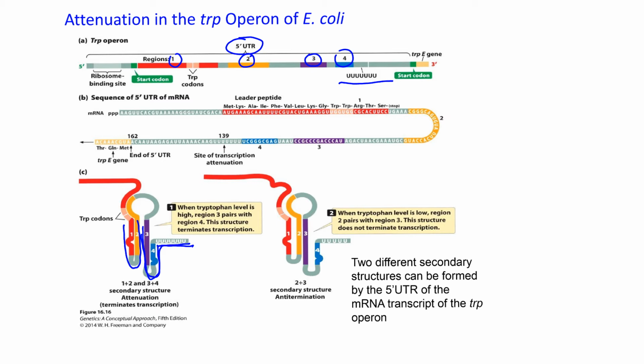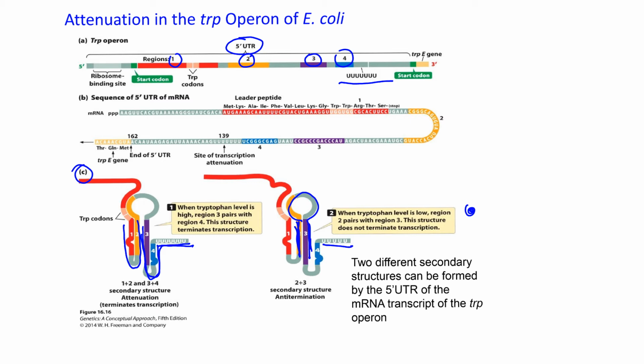However, if there is formation of a complementary loop between 2 and 3 right here, there is no hairpin followed by poly U, so in this case the structure does not terminate transcription and transcription proceeds. The first scenario, when the attenuator is formed, happens when tryptophan levels are high. The second scenario, when there is no attenuation, with this loop of 2 and 3 called the anti-terminator, happens when tryptophan levels are low.